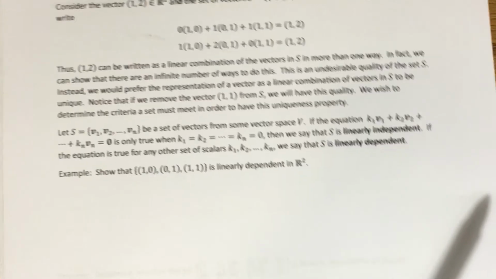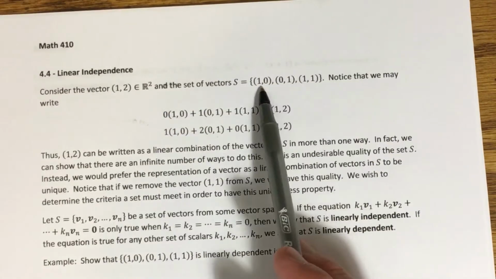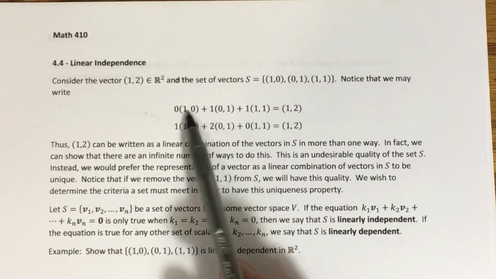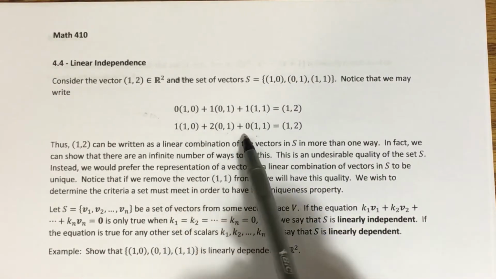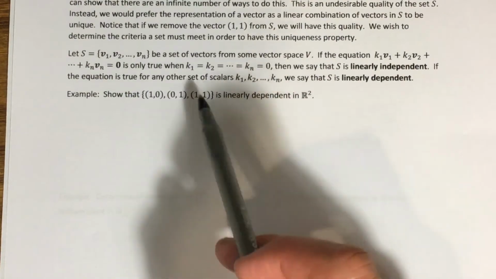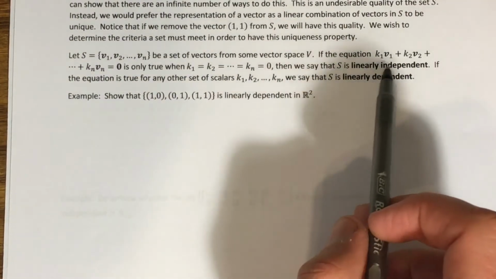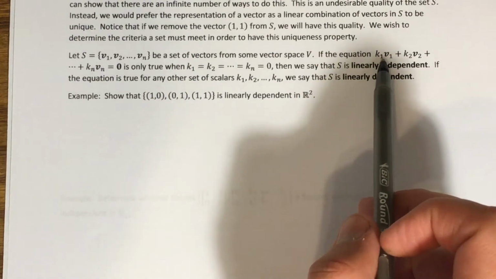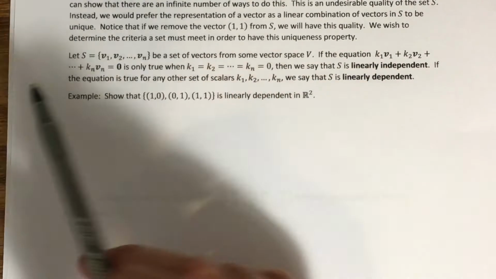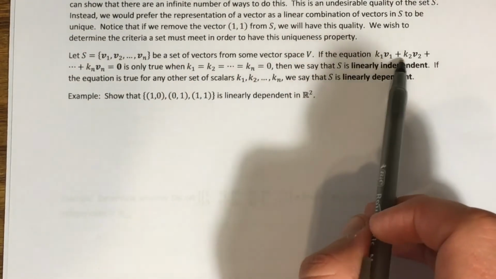So let's start with an example. And this is the same set of vectors that we looked at up here. Remember, this set of vectors didn't give us the uniqueness that we wanted for these linear combination representations of vectors. And the reason for that is because this set is linearly dependent. But to show that, what we need to do is create a linear combination of these three vectors that is equal to the 0 vector, but the constants, or the scalars, are not all 0.